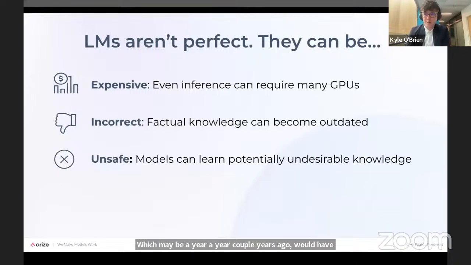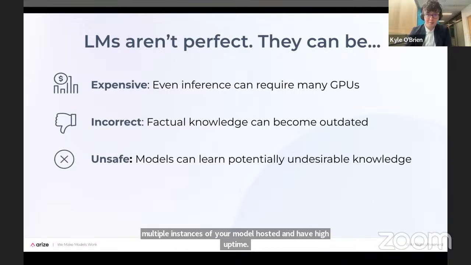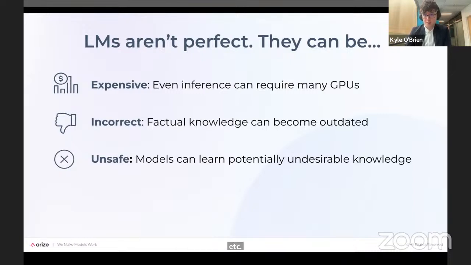But even if you have your 3 or 8 million parameter model, that can still require significant amounts of money in the form of compute to train and even to run inference as well, especially in a high throughput setting where you maybe need to have multiple instances of your model hosted and have high uptime, etc. So models are expensive in terms of their resources, generally regardless of how you're using them.